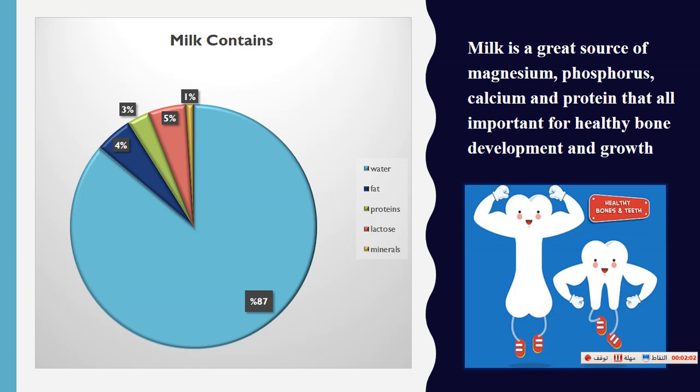From this picture, we see the milk content. Milk contains 87% water, 5% lactose, 4% fat, 3% protein, and 1% minerals. So this is the content of milk.